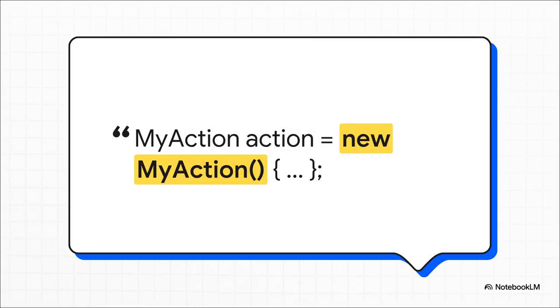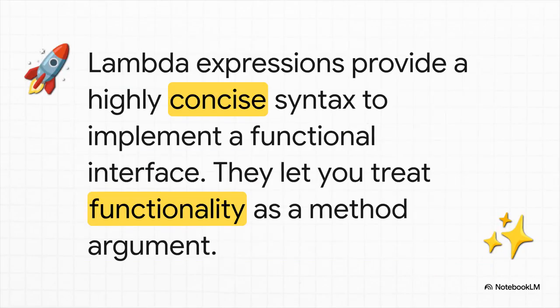Just look at all that boilerplate. You've got the new keyword, the curly braces, the full method signature. It's a whole lot of ceremony just to define one simple action. I mean, it works, but it's really noisy, right? But since a functional interface has only one method, the Java compiler can figure out everything it needs to know. And this simple fact opened the door for a massive shortcut, the Lambda expression.